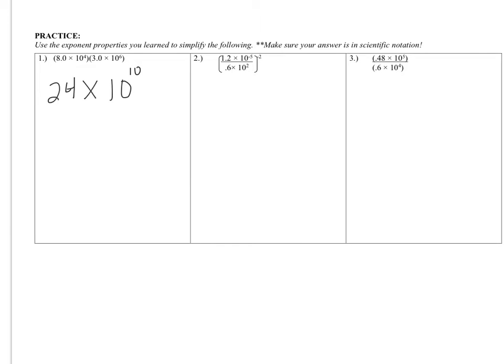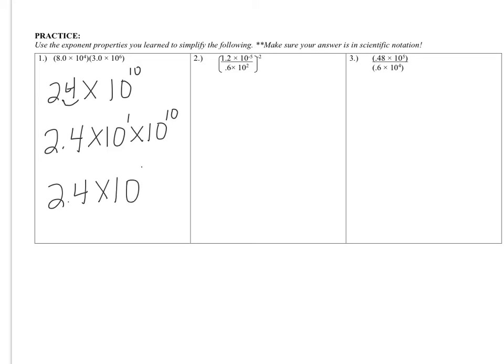So now this is not in scientific notation, so you have to adjust the exponent. So you're moving the decimal point back 1, and it becomes 2.4. Now that would be times 10 to the 1st power, and then you're combining it with times 10 to the 10th power to give us a final answer of 2.4 times 10 to the 11th power.